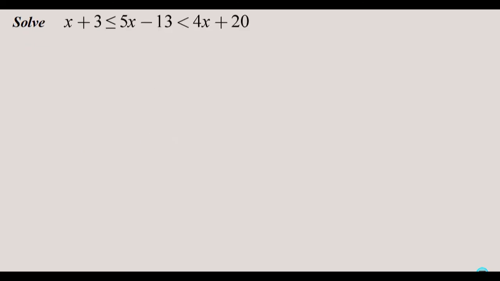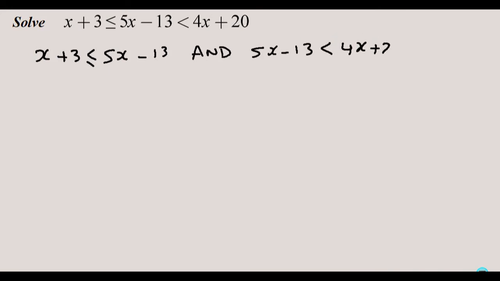But this is a little bit more complicated. There are x terms throughout. So we have to remember that this double inequality is really a combination of two inequalities. The first is x plus 3 is less than or equal to 5x minus 13, and 5x minus 13 is less than 4x plus 20. So we must pay attention that the solution that we get here should be applicable, and the solution that's here should be applicable. Both solutions should be applicable at the same time.